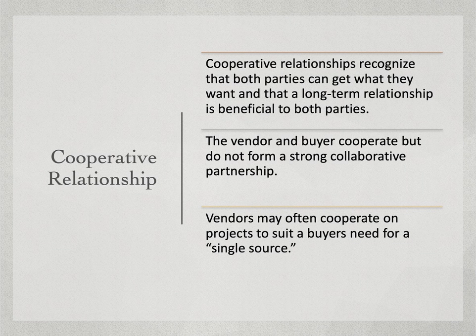So the best type of relationship to have is a cooperative relationship. In that type of relationship, both parties, the organization and the vendor, recognize that they can get from the relationship what they want, that a long-term relationship is beneficial to both parties. That means the vendor and the buyer, the organization that buys services or components or systems or platforms, they cooperate, but they do not form a strong collaborative partnership. Now, vendors may often operate amongst themselves on a project to suit a buyer's need for a single source vendor.